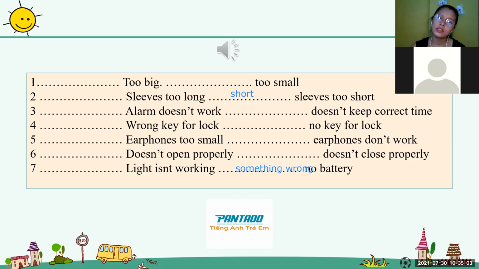When you say he or she returned it because something is wrong, in number 1, he or she returned it because it's too small, because he is looking for too big. He's looking for a bigger size of an item. Okay?